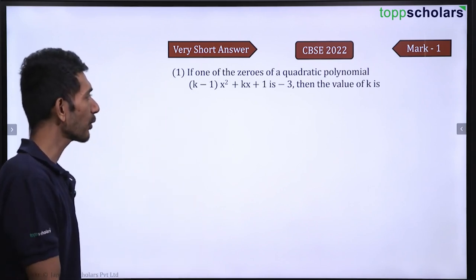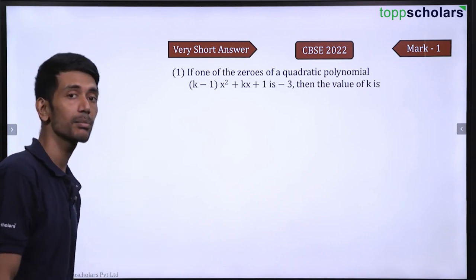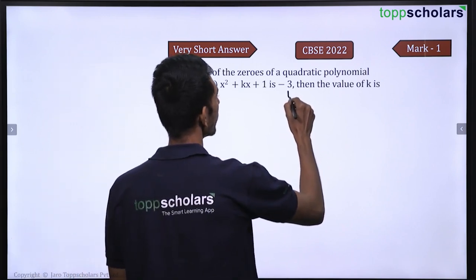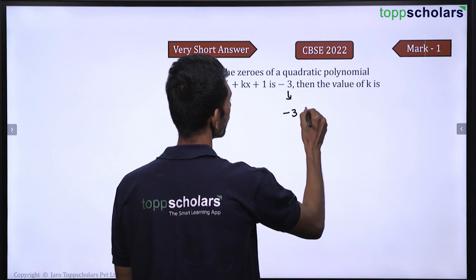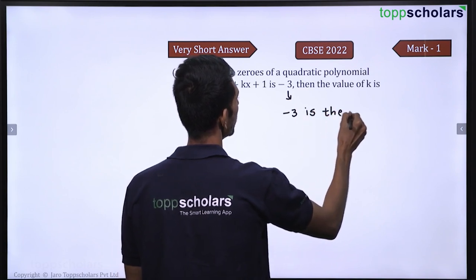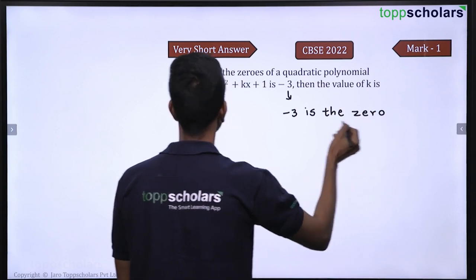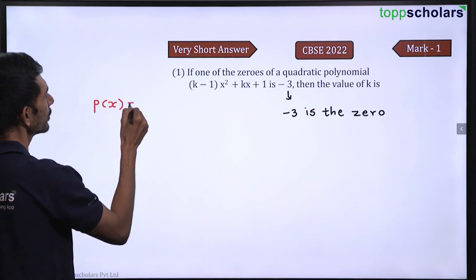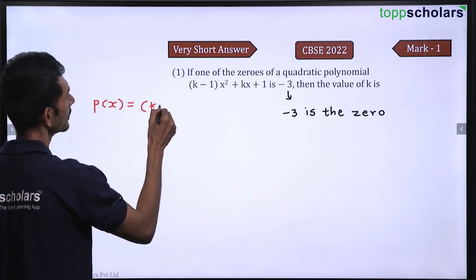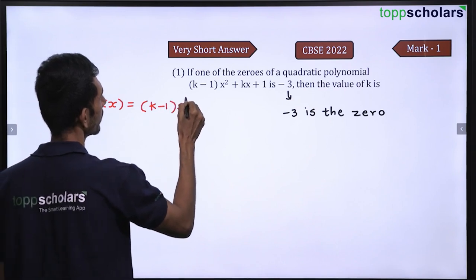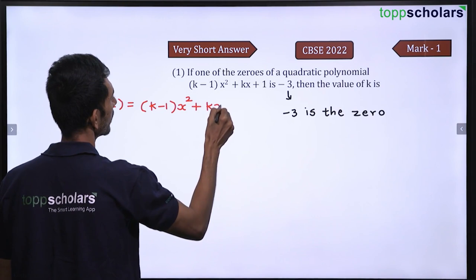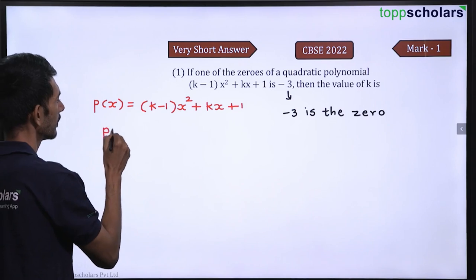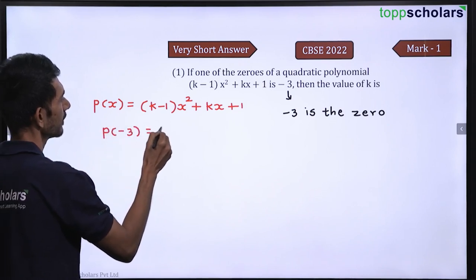If one of the zeros of the quadratic polynomial (k minus 1) into x square plus kx plus 1 is minus 3, then the value of k is. It's already given that minus 3 is the 0, right? So here already p of x, the polynomial is given. What is the polynomial? The polynomial is (k minus 1) into x square plus kx plus 1, right? And we know that p of minus 3 is 0.